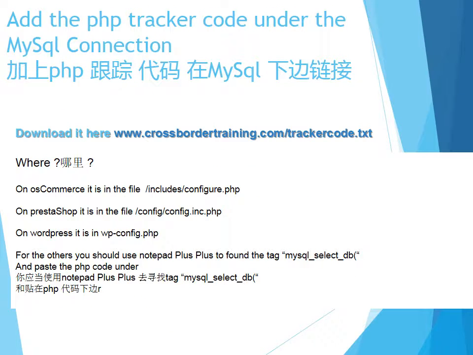So where to place this code, as I explained a bit just before. For WooCommerce, the best would be to paste it in include/configure.php. For PrestaShop, it would be in config.inc.php. For WordPress, it would be in the wp-config.php.